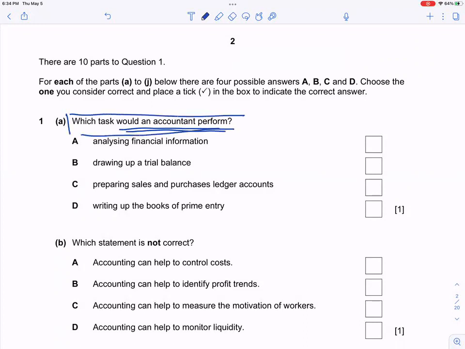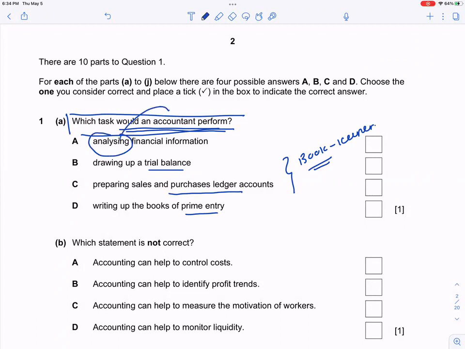Analyze financial information. Okay. So who draws up a trial balance? The accountant only does it while analyzing the information. Okay. So who prepares the SLC and PLCA? The accountant. Who writes up books of prime entry? The accountant. Okay, now listen to me. Drawing up a trial balance, preparing SLCA, PLCA, or writing the books of prime entry, these are clerical work. This a bookkeeper does. But analyzing the financial information is done by an accountant.